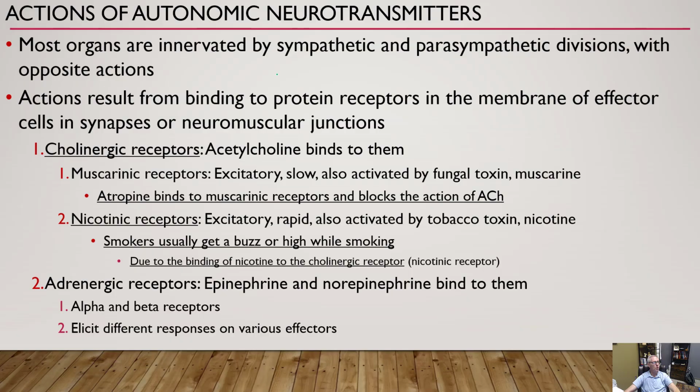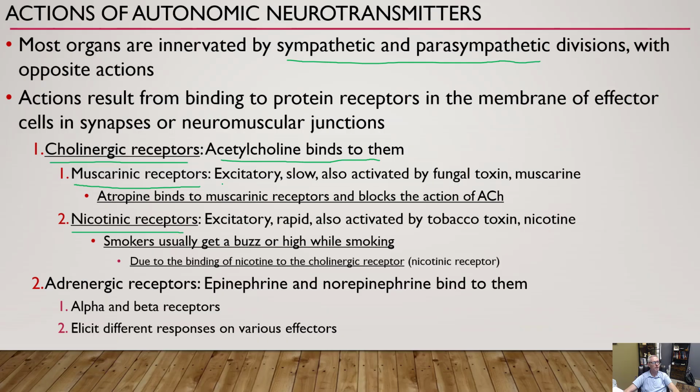All right, again, most organs are innervated by both the sympathetic and parasympathetic nervous system. However, they are opposites of each other. All right, so I talked about cholinergic receptors. Acetylcholine binds to cholinergic receptors. We can classify these cholinergic receptors as either muscarinic or nicotinic receptors.